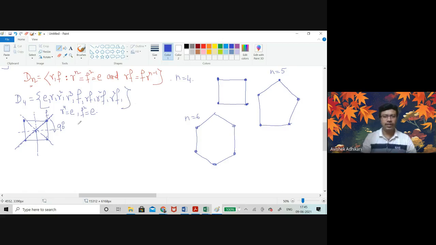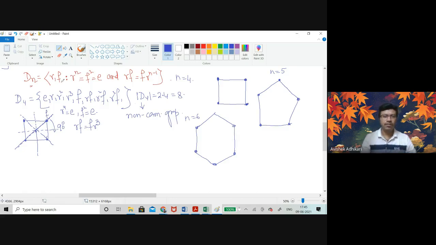And the relation is rf equal to f r to the power n minus 1, that means r cubed, and that is why this is not a commutative group. So we have already seen that the order of D4 is 2 into 4, that is 8. D4 is a non-commutative group, so there is no point of this being a cyclic group.